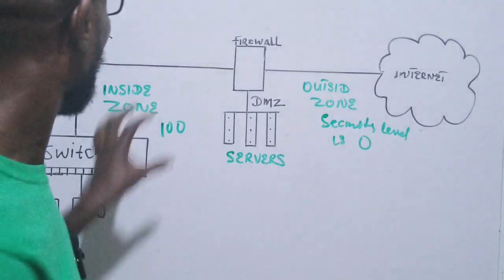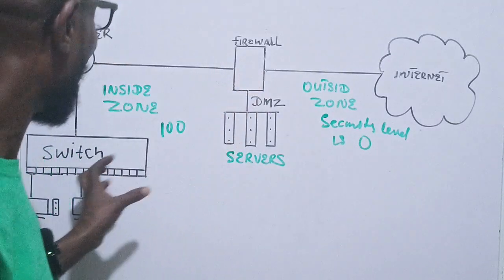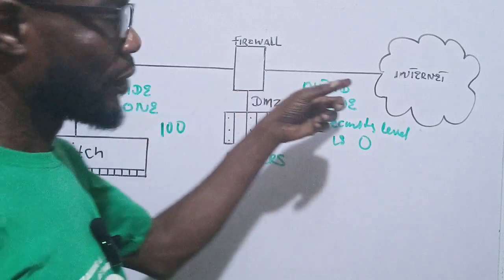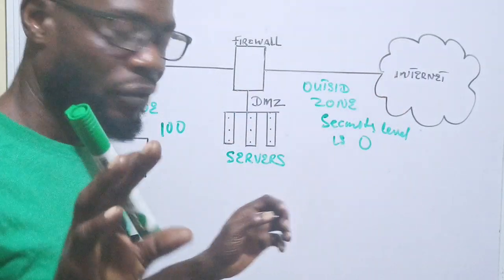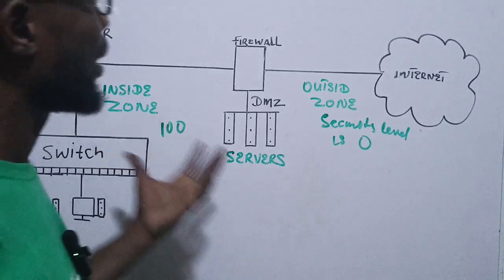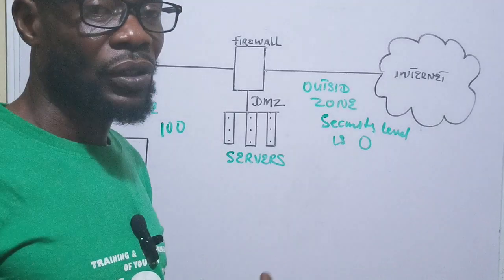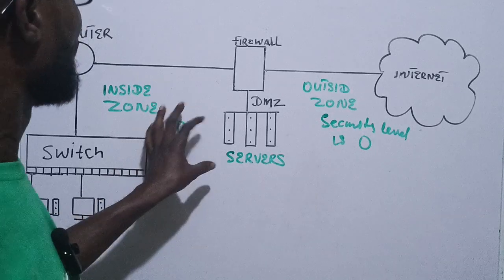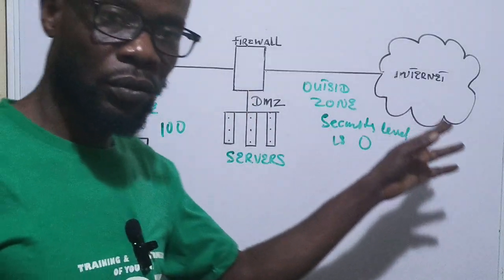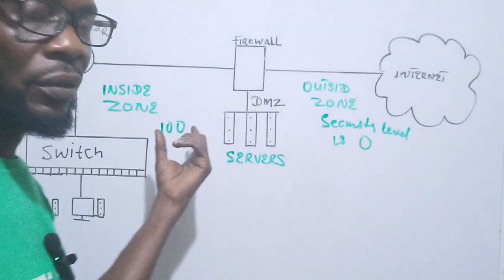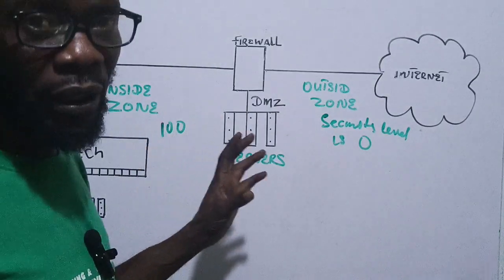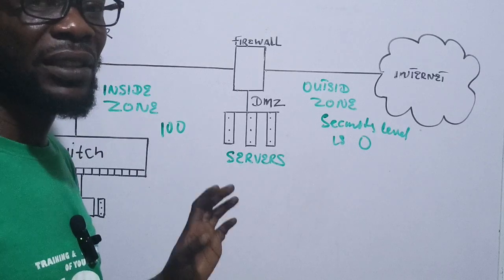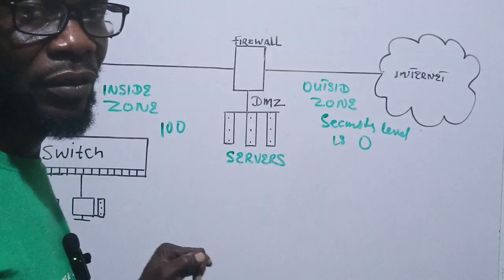So by default, this firewall would allow any outgoing traffic from the trusted network to the outside network. For instance, let's say a user wants to access a particular server on the internet or download a file from the internet. By default, with this level, the firewall would allow this traffic to flow to the outside network and also return without any blockage, because this network here is considered a trusted network. It's a private LAN.